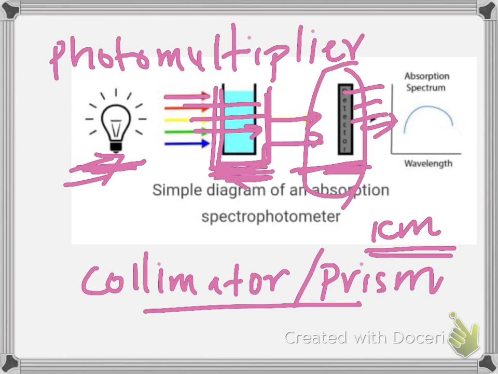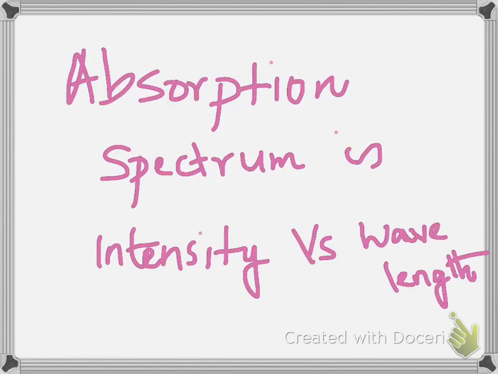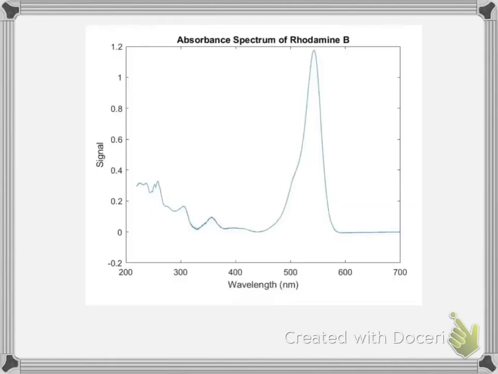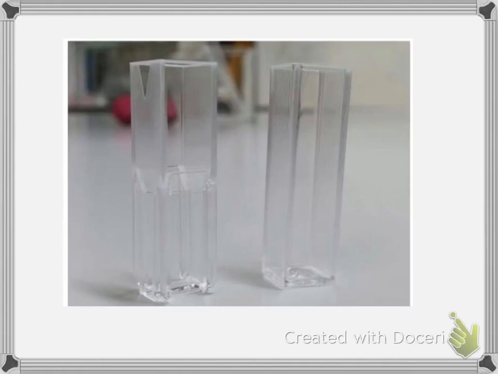The absorption spectrum is a plot of light intensity versus the wavelength of light. For example, this is the absorbance spectrum of rhodamine. So, the absorption spectrum will look like this. This is the model of the cuvettes that we are using in the spectrophotometer.